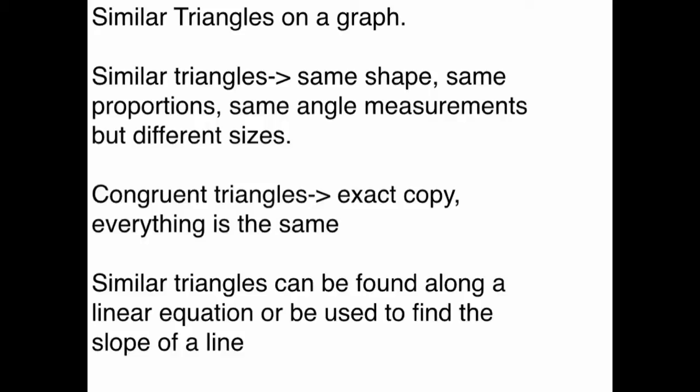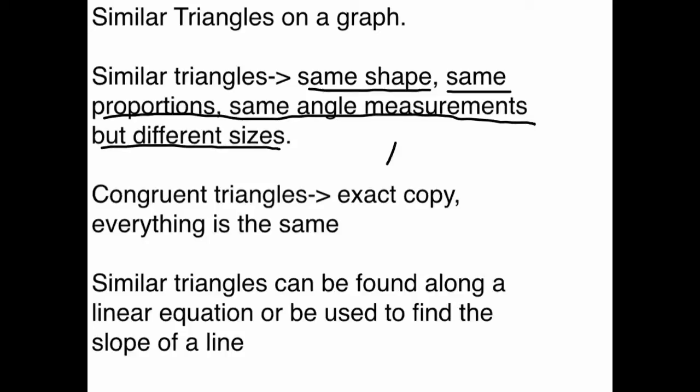Since we're going to be dealing with triangles, I'm just going to talk about those, but it applies to all shapes really. Something is similar if it has the same shape, same proportions, same angle measurements, but different sizes. So if I had these two triangles, as long as they're the same shape, the same proportions, and have the same angle measurements, they're going to be similar. It's okay that they're different sizes.